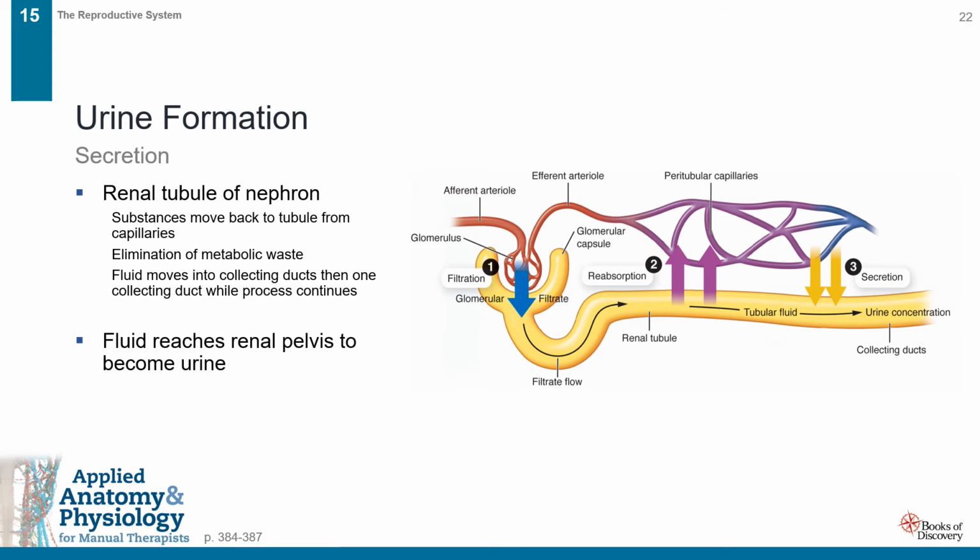And here we see illustrated urine formation. Urine formation involves three processes: filtration, reabsorption, and secretion. Each process occurs in a different portion of the nephron.